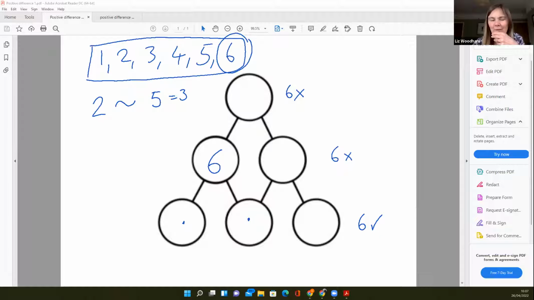Somebody's asked a very sensible question, which I should have said: it's using each number once and once only. So each of those 6 numbers has to appear once only.